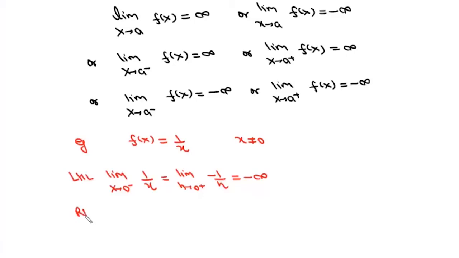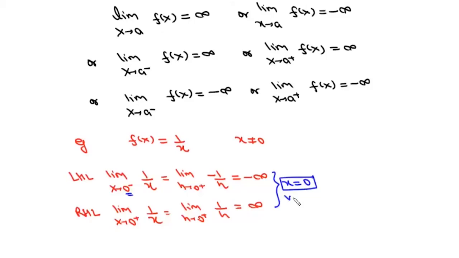Now if we take the right hand limit, then we can write limit x tends to 0 positive, 1 by x, and it will be this limit h tends to 0 positive, 1 by h, and when h is 0 positive, 1 upon 0 is plus infinite. Here the left hand limit approaches minus infinite, and the right hand limit approaches plus infinite. So basically this limit does not exist, but still this line x equals a, which in this case is 0, x equal to 0, is a vertical asymptote.